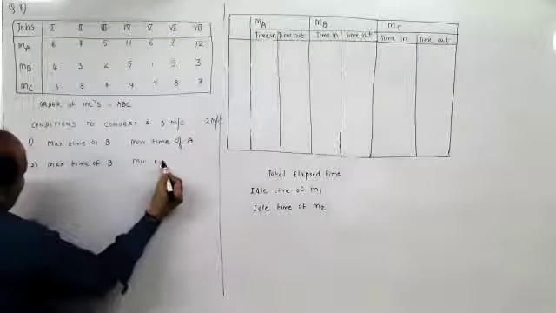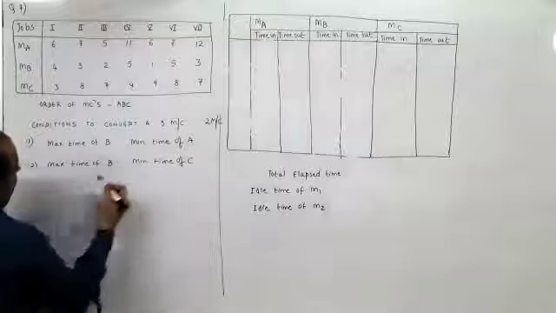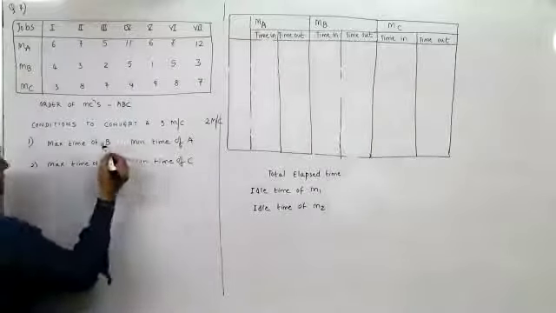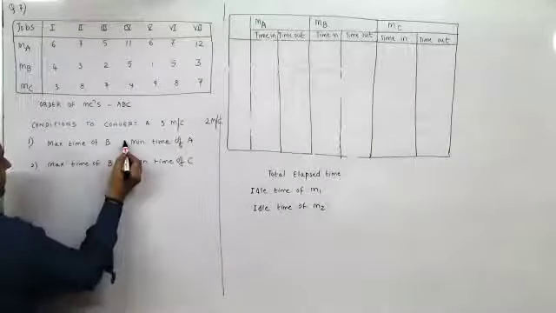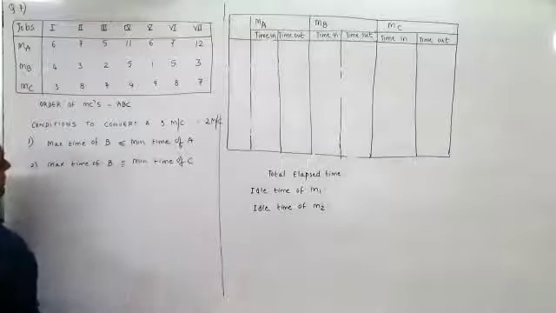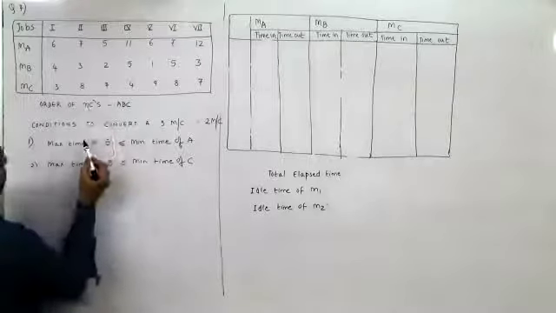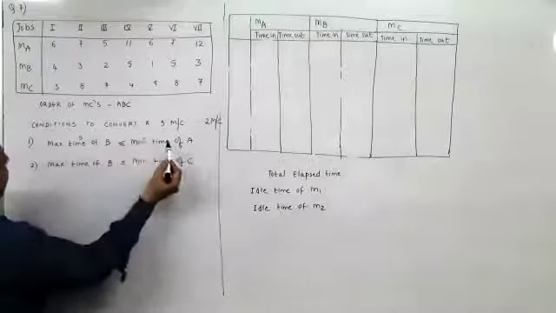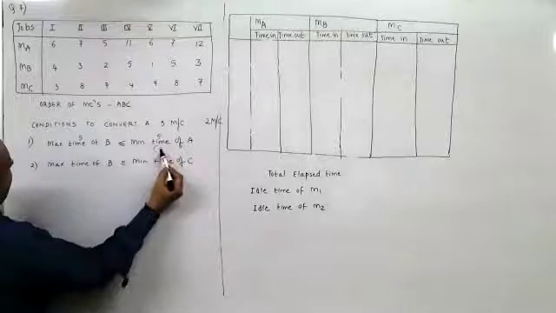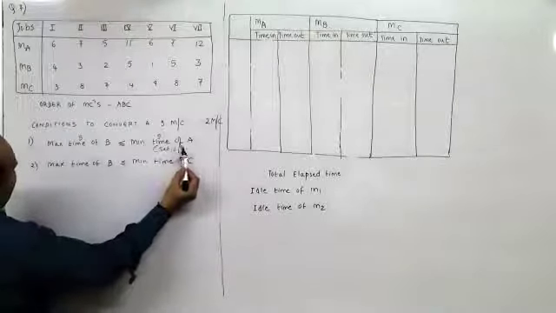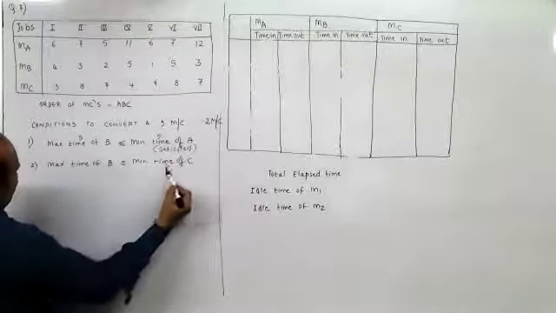Now, ideally, maximum time should always be greater than minimum time, but here it should be the other way around. Minimum time should be greater than or equal to maximum time. So here, what is the maximum time of B? It is 5. And what is the minimum time of A? That is also 5. Condition is satisfied. Here, minimum time is 4, not satisfied.